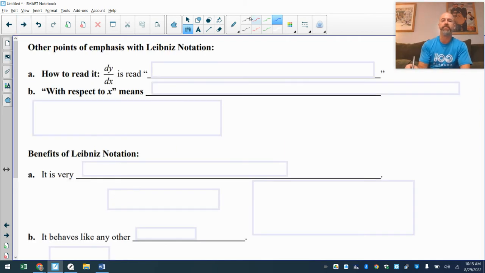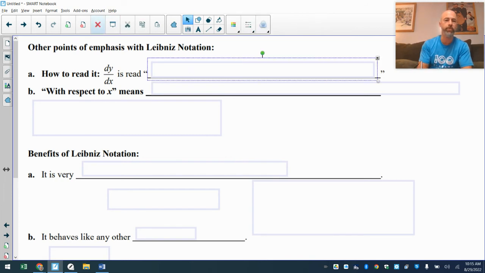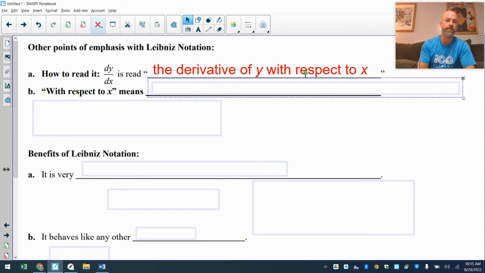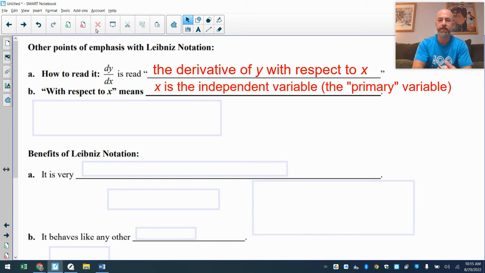Okay. Other points of emphasis with Leibniz notation, it's my favorite, so we're going to talk about it quite a bit here. The way you formally read it. Now, I've been saying dy dx, but the formal reading is the derivative of y with respect to x. That's how you read that formally. And the with respect to x part means that x is your independent variable. It's your primary variable. So anything that is not an x has to be given some type of special treatment.